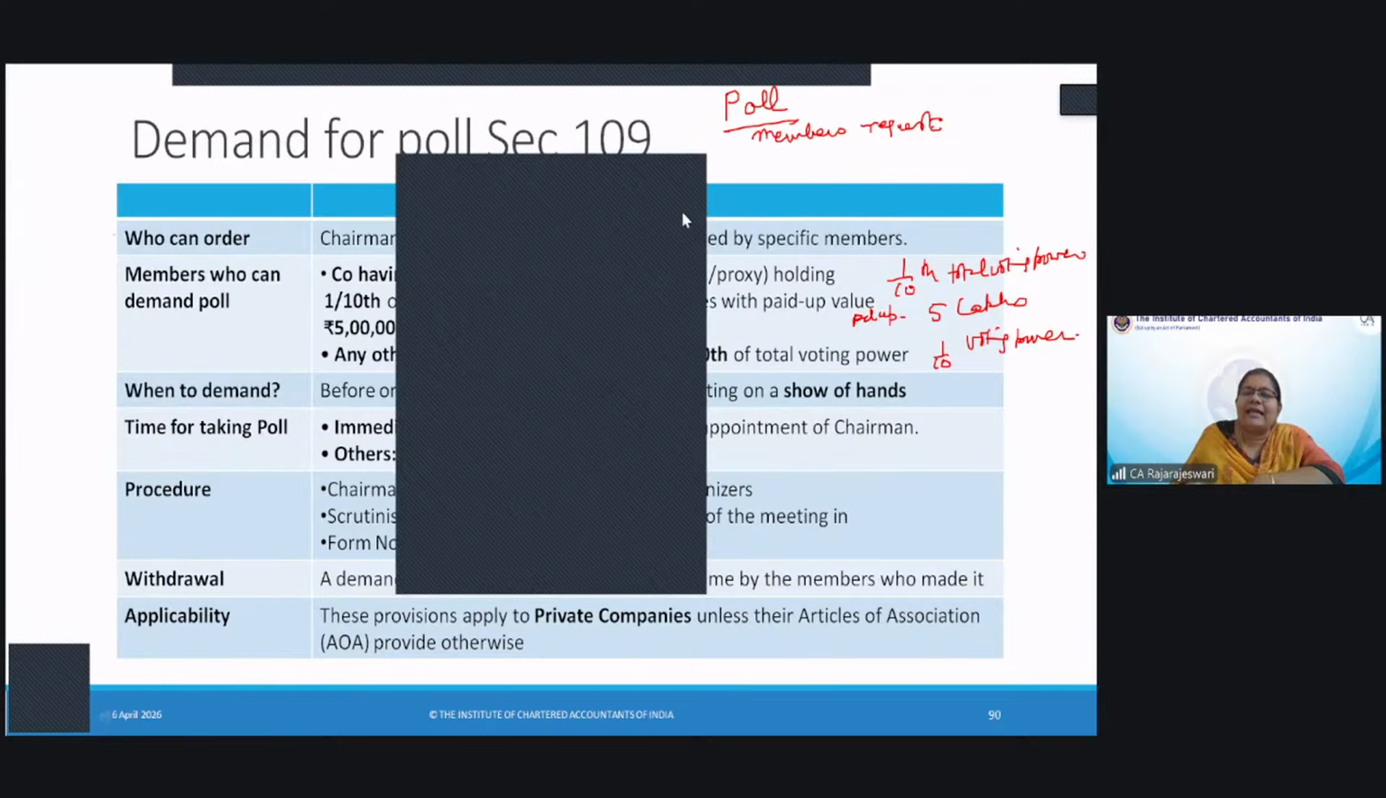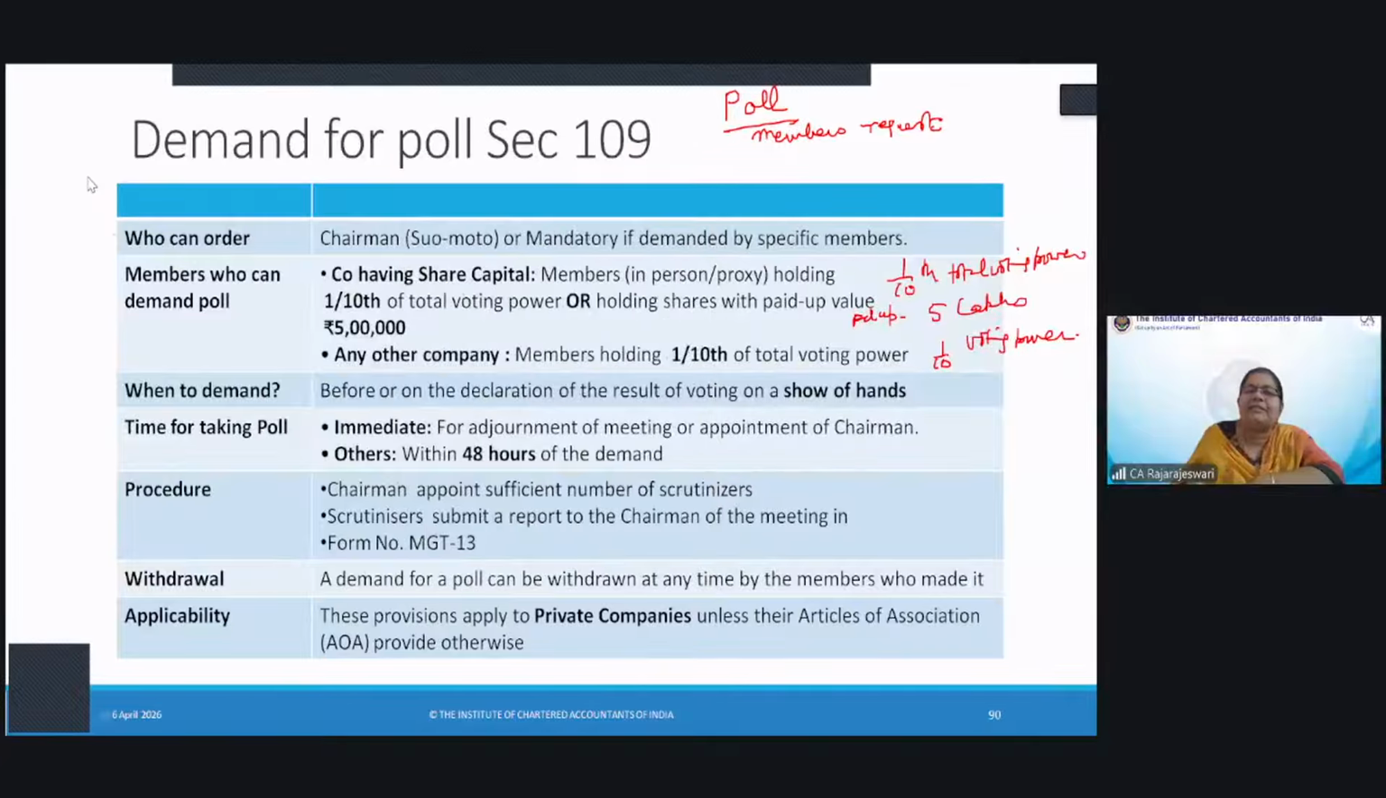Now, the role of the chairman and the scrutinizer, I will tell you. The chairman is the person who is appointed, and a scrutinizer is some third person. The chairman can be the chairman of the meeting; the members among themselves can vote a person to be the chairman.